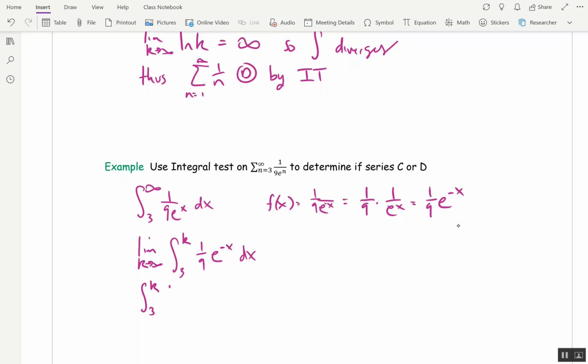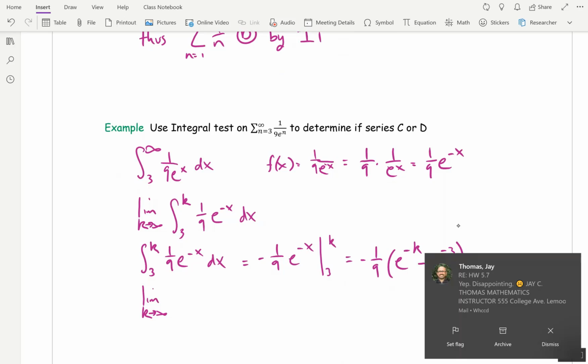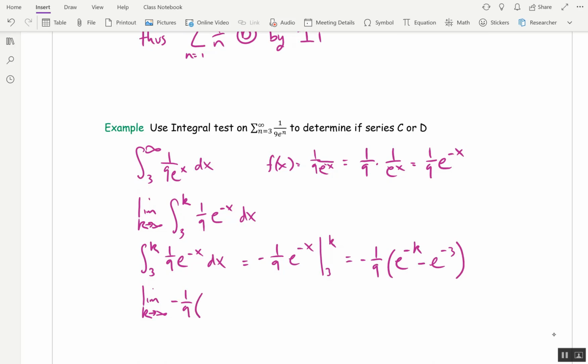The integral from 3 to k of 1/9 e to the negative x dx is negative 1/9 e to the negative x between 3 and k, which is negative 1/9 times e to the negative k minus e to the negative 3. So now I'm going to take the limit of my answer, the limit as k goes to infinity of negative 1/9. To see this limit a little bit better, I'm going to write e to the negative k as 1/e to the k, minus, and e to the negative 3 is 1/e to the 3.